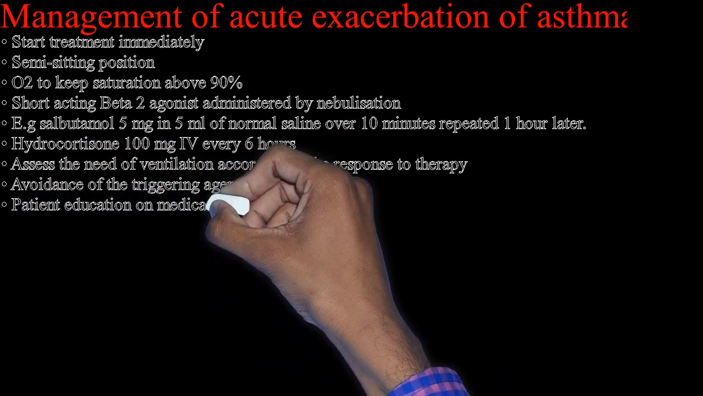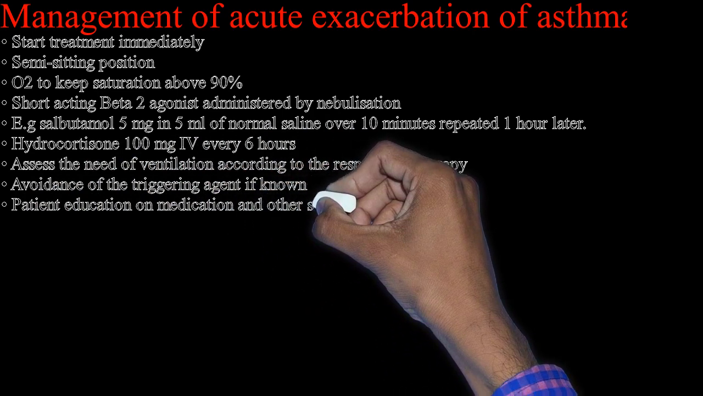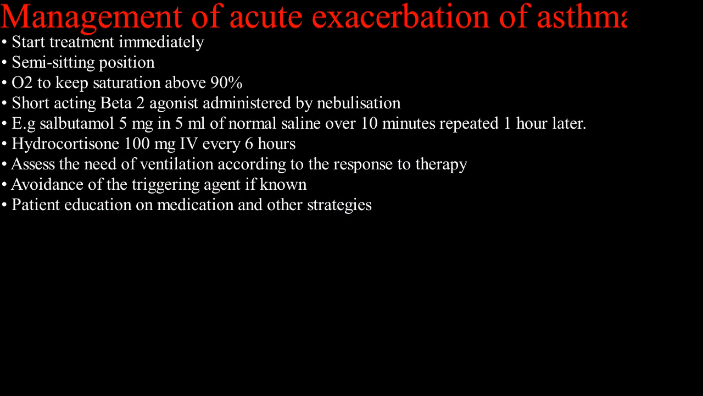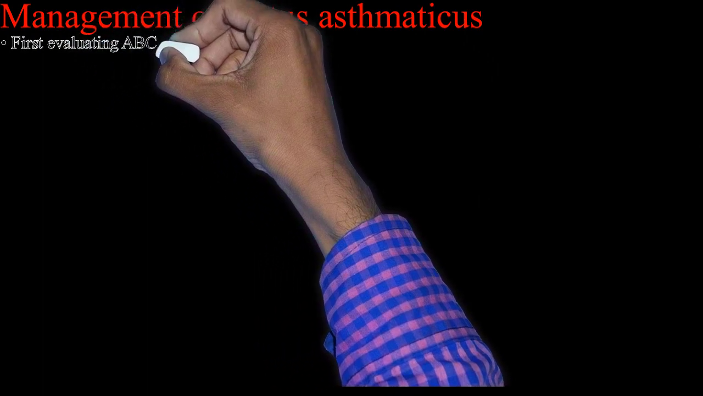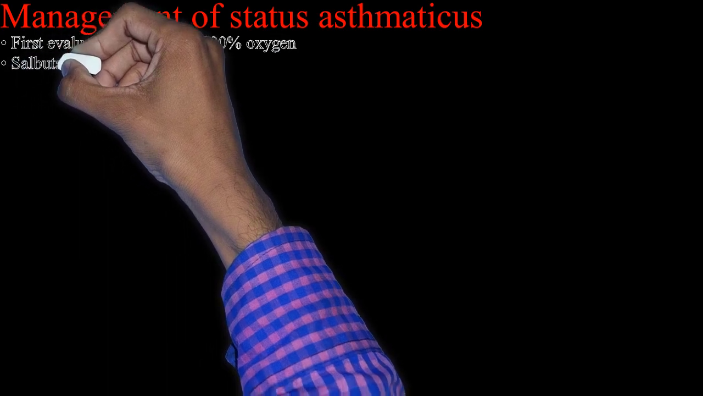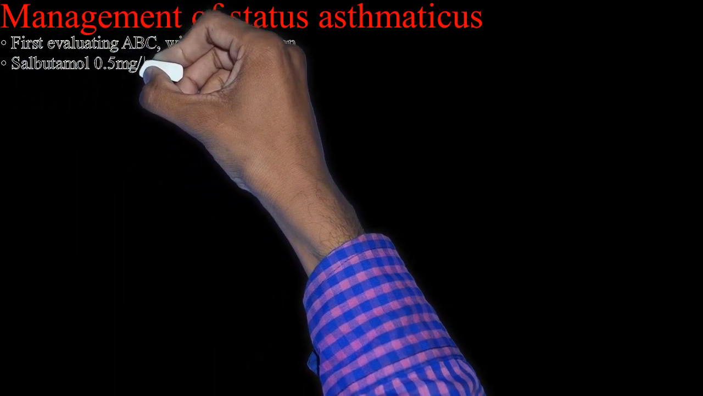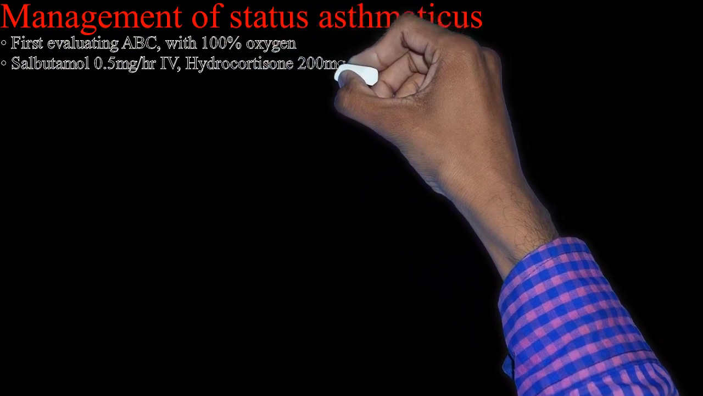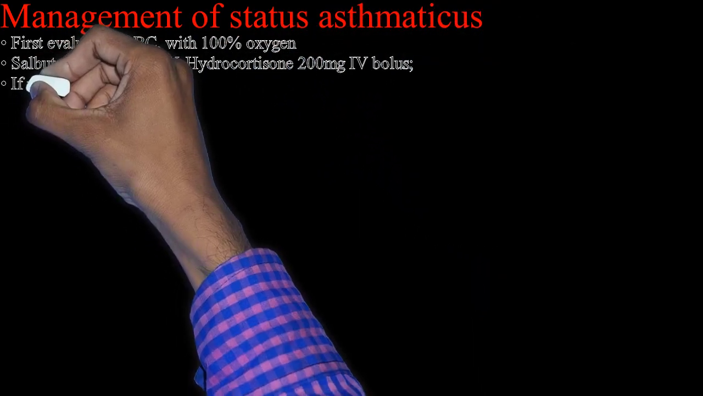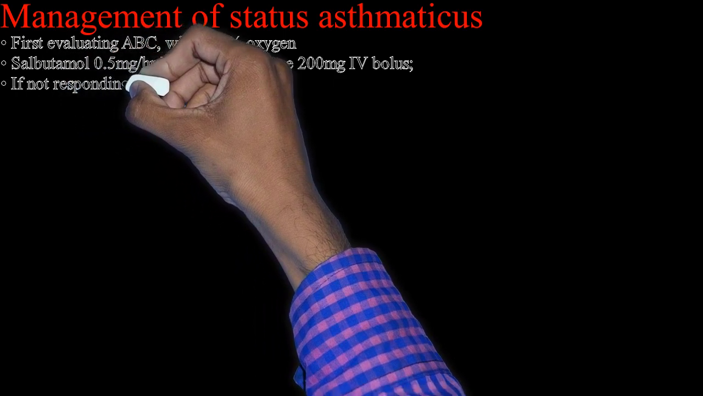Now, status asthmaticus, which is one of the most important complications of an acute exacerbated asthma. How do we manage it? You assess the ABC, that is airway, breathing and circulation. You of course ensure that you provide 100% oxygen. Then you give salbutamol intravenously, that is at 0.5 mg per hour. You can as well give hydrocortisone 200 mg IV given as a bolus.